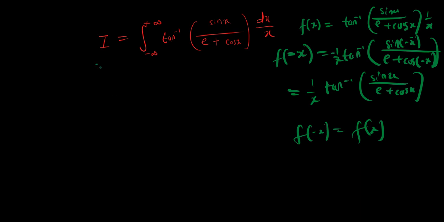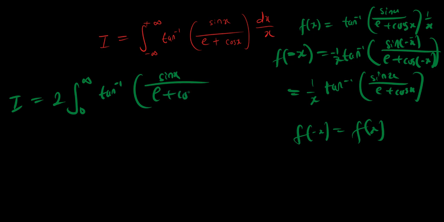So since this function is an even function, this integral would be twice the integral from 0 to infinity. Now if this was an odd function, let's say we have an x squared term here, this integral would equal 0. Just to be sure. So since this is an even function, this will be twice the integral from 0 to infinity of tan inverse of sine x all divided by e plus cosine of x.